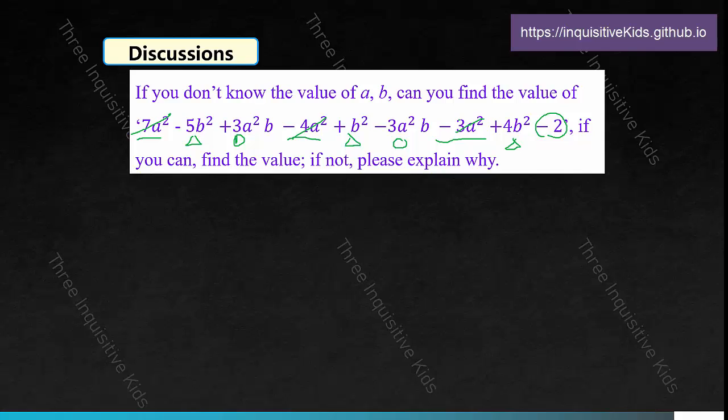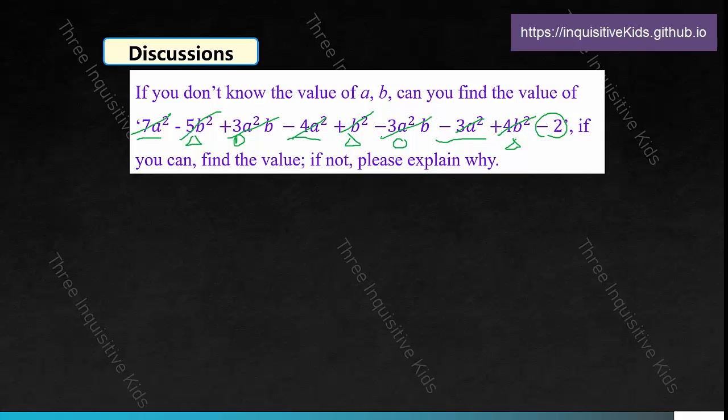Next one. The triangles, which are the b squareds, are going to be -5b squared plus b squared plus 4b squared. Again, they cancel out. If you were just trying to solve it, you are missing out on a lot. Then the circles, 3 squared b and -3 squared b. They're exactly opposite numbers. Cancel out again.